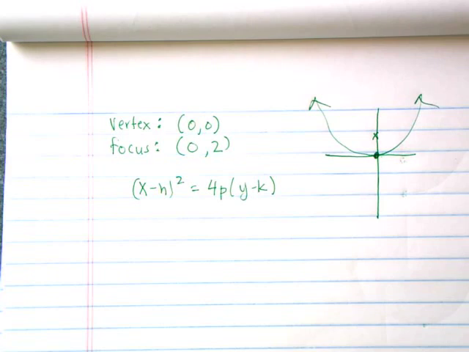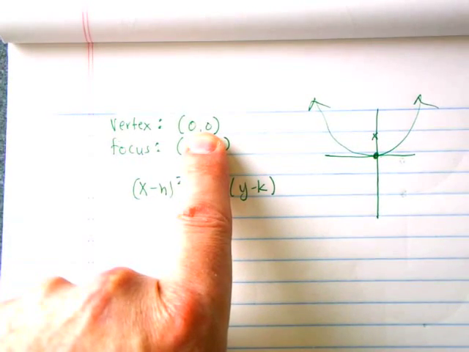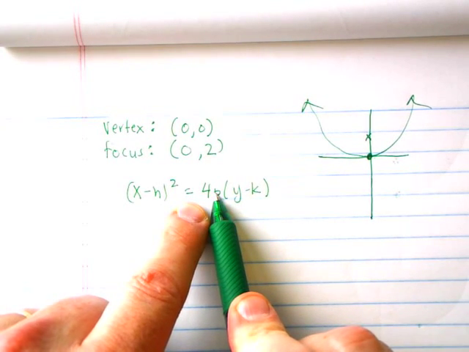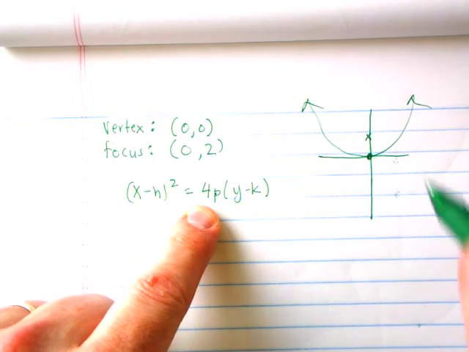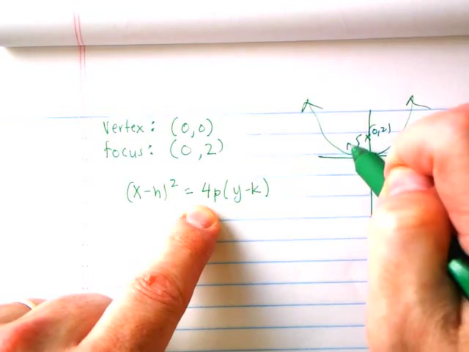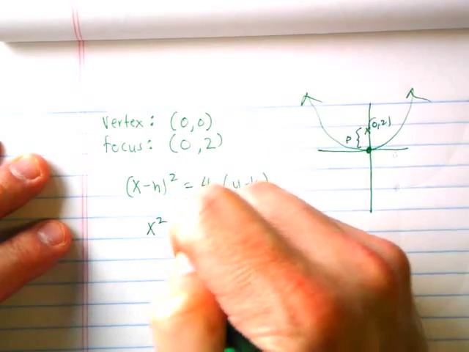All I need to do is fill in the numbers for h, k, and p. What are h and k? 0. Why are h and k 0? Because our vertex is at the origin. What's the p number? The p number is not 8. The p number is 2. So we're going to end up with 4 times 2, an 8 here. How did you know the p number was 2? Because that was the point 0, 2. P is that distance. So this equation is x² = 8y.